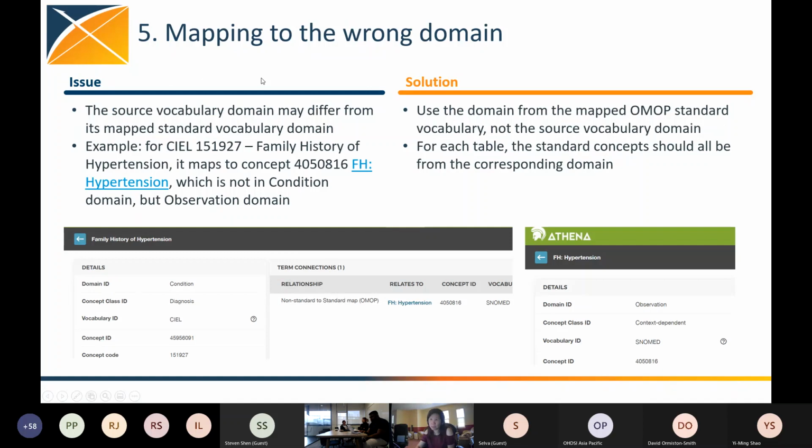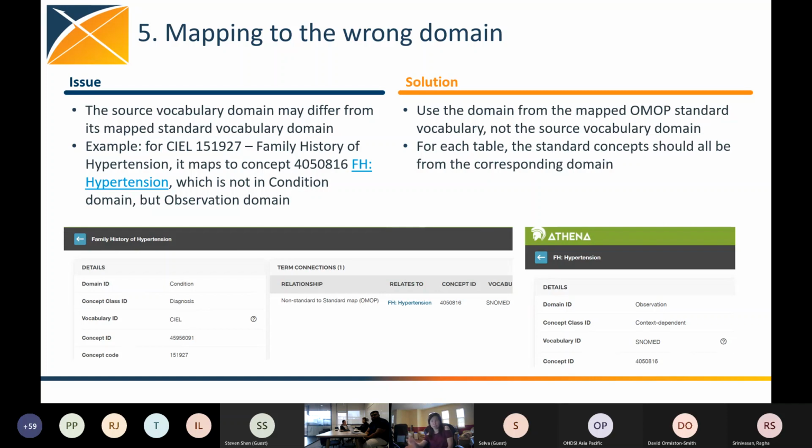The next one, we talked about this earlier, mapping to the wrong domain. So always check this little domain field for the standard and make sure it really maps. Like in this case, family history of hypertension. In our case, it is not something that happened to the patient. So in many systems, many of the ICD systems, this is the diagnosis. But in OMOP, this is not a condition because it didn't happen to the patient directly. This is happening to somebody in the family. Okay. Therefore, it's an observation that someone in the family has hypertension.